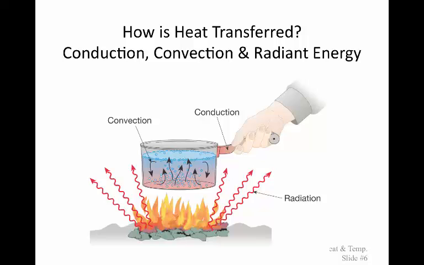So the three major ways in which heat is transferred are conduction, convection, and radiant energy. Conduction is actually a transfer of heat from molecule to molecule within a substance. And what's going on is you get heat applied, like this pot of boiling water here, you've got heat applied at the bottom of the pot.